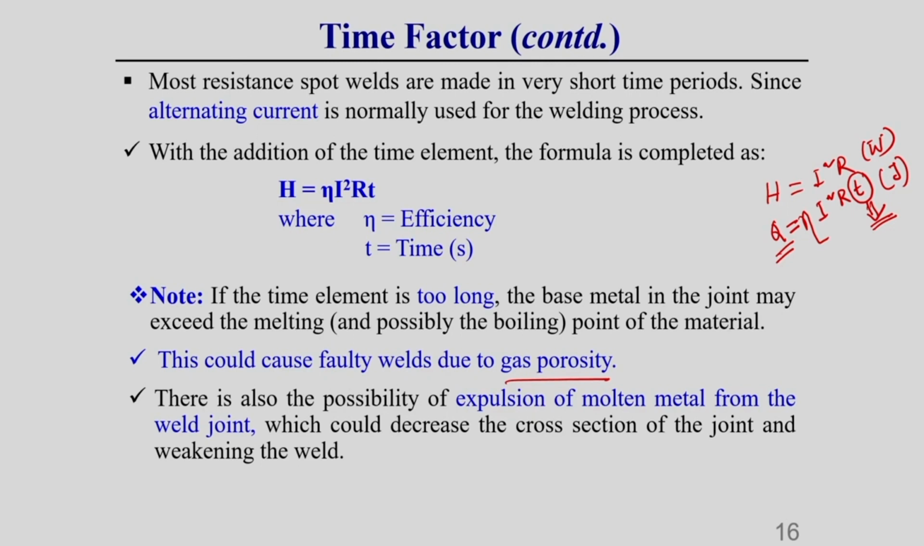And if the time is not controlled, if the time is high, there is also the possibility of expulsion of molten metal from the weld joint, which could decrease the cross section of the joint and weaken the weld. Because you see, two workpieces are generally connected in this way. Here the material, due to heating, is molten. Now if this molten material is expelled from this region, there is a chance of decreasing the thickness in that region, correct? There is a chance of decreasing the thickness in this region.